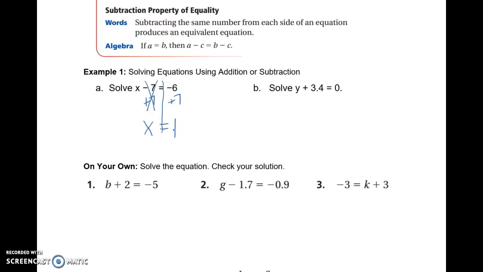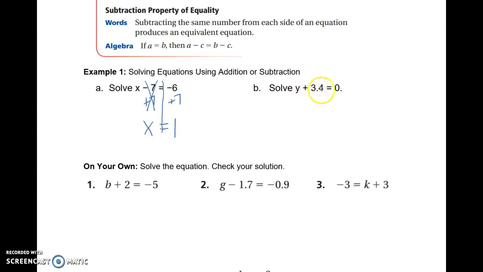And if you can't do negative 6 plus 7 on your own, I would suggest you practice your integer rules, but you can always use your calculator. Oh no, we have decimals in problem B. That's okay. We're still using inverse operations.